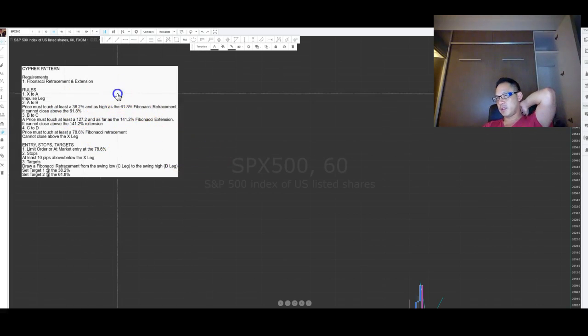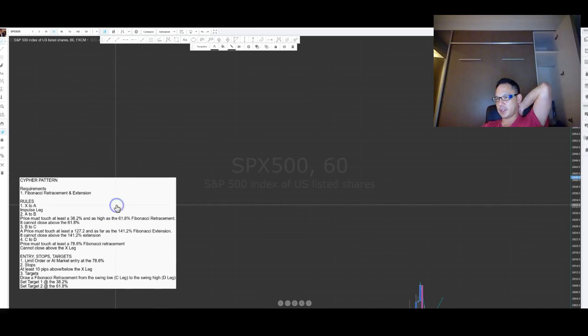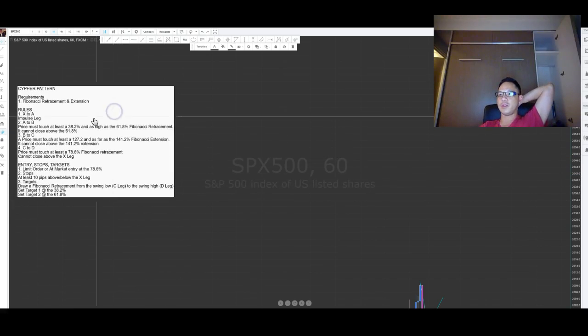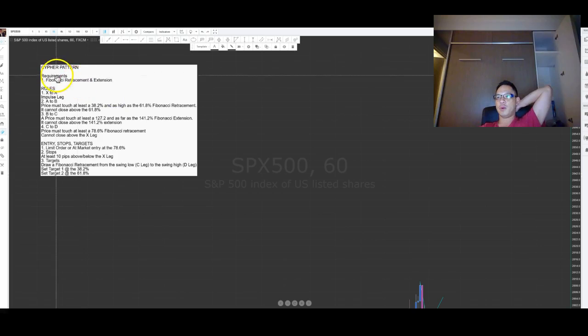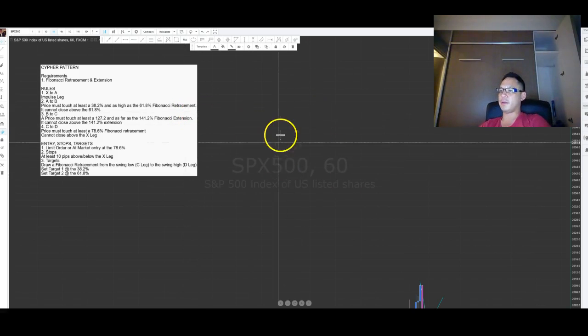So I won't go into... I'll just get into it just now. So just look at the rules here. It's pretty standard to put requirements in. What do I mean by requirements? It's basically what other tools you might need to be able to find these patterns. And I'll put Fibonacci retracements and extensions.